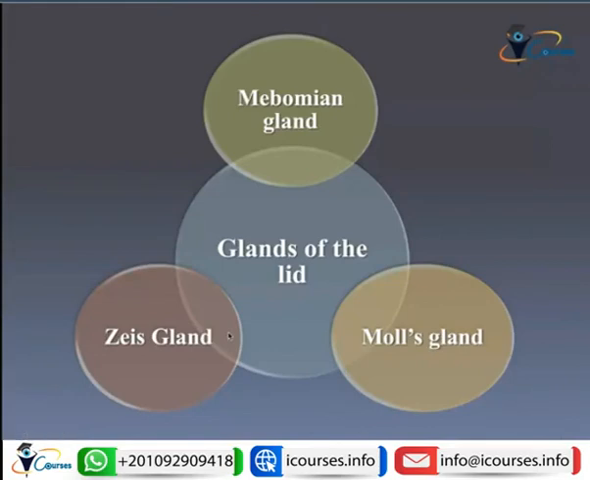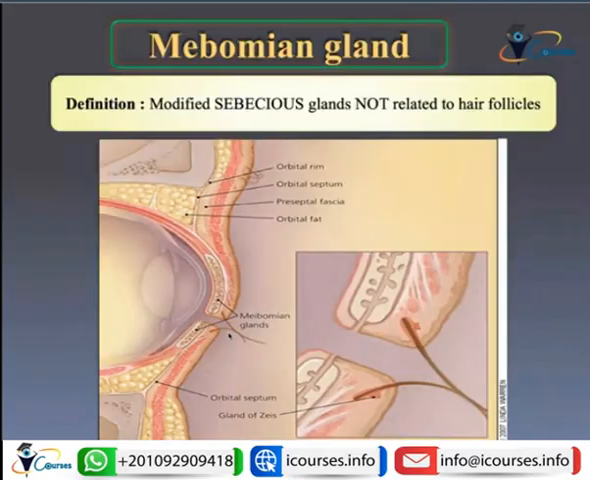Then we will come to an important topic in the eyelid, which is also asked frequently, which is the glands of the eyelid. We have 3 main glands. We discussed 2 of them already, the Zeiss gland and the Moll's gland, but we need more information about the meibomian gland. The meibomian glands are modified sebaceous glands. They are not related to hair follicles, and this is always asked in the MCQ.